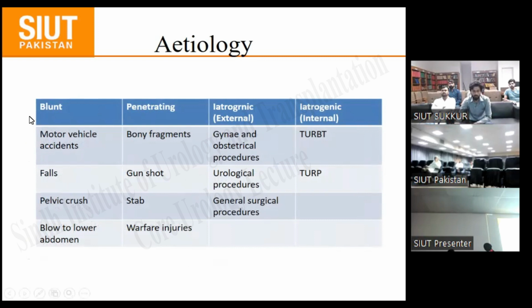Blunt trauma we see in road traffic accident, history of falls, pelvic crushes. Penetrating trauma can occur due to gunshot injuries, warfare injuries, or due to retained bony fragments. Iatrogenic injury is divided into external and internal. External can result from any surgical procedure. The most common result from gynae and obstetrical procedures. However, they can also occur in different urological and general surgical procedures. And coming to the internal iatrogenic trauma, they can result after TURBTs or sometimes after TURP.